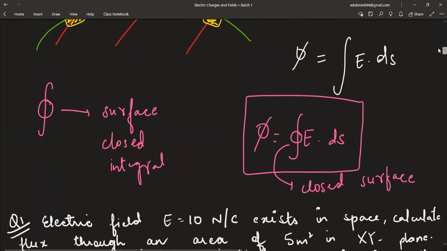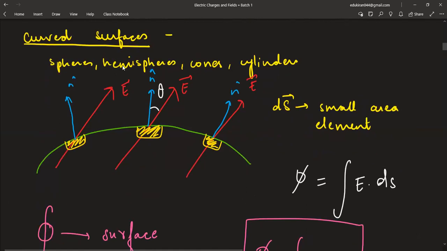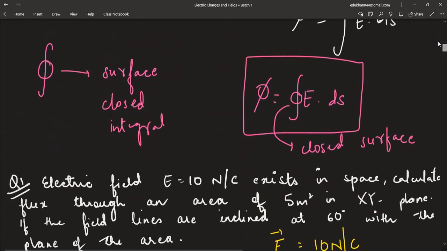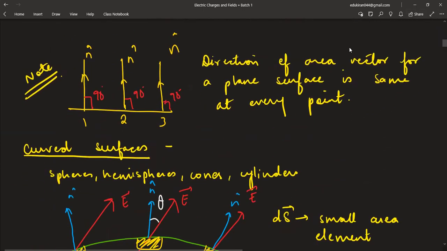All right. So these are for all the curved surfaces that are possible: spheres, hemispheres, cones, cylinders, and so on, for every one. Write down these notes, 2 note points, then we'll do the numericals.